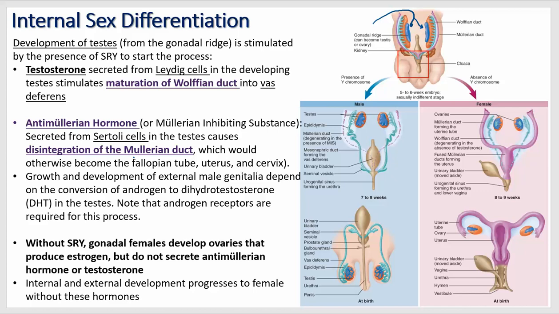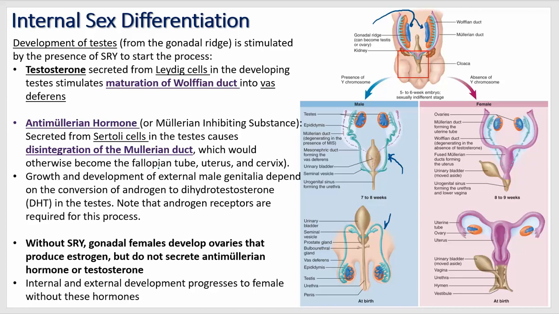Now, testes produce testosterone. So testosterone is secreted from Leydig cells. You're going to have to know these cells. Leydig cells produce testosterone in the developing testes, which stimulates maturation of Wolffian ducts into the vas deferens. The vas deferens is just something that carries sperm. We're going to look at it and what it does. It's shown in blue right here. This is the vas deferens, and it attaches to the testes, and then carries sperm to be excreted through the urethra.